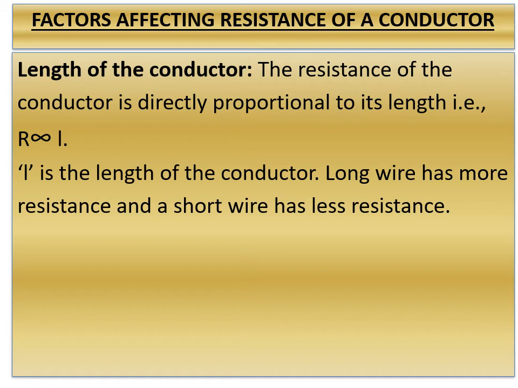Here you have to remember a few points. When the length of a wire is doubled, that means its length increases, automatically resistance also gets doubled. If the length of the wire is halved, then its resistance also gets halved. In this way you have to remember. So on the whole, in short, a long wire or a long conductor will have more resistance and a short wire will have less resistance.